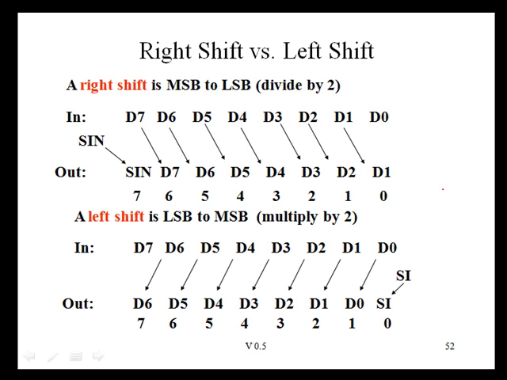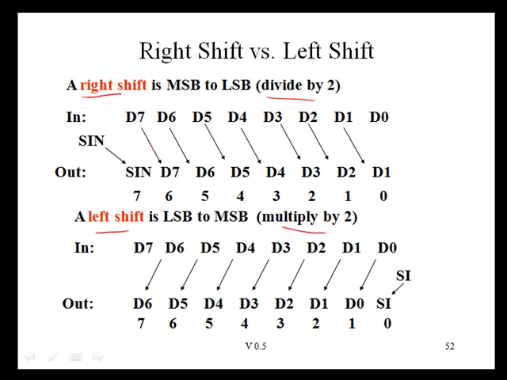Another important operation is a shift operation. A shift can either be a right shift or a left shift. A right shift can be thought of as a divide by 2, while a left shift can be thought of as a multiply by 2. Each of these show a shift by one position.